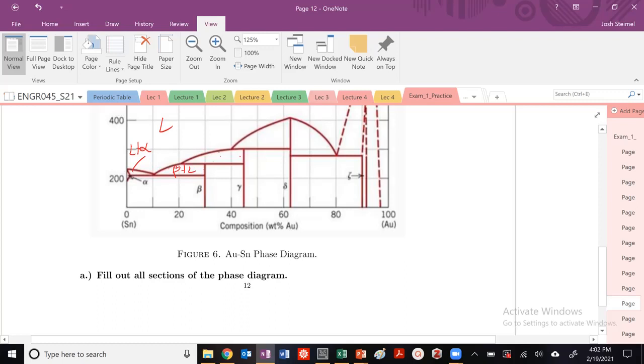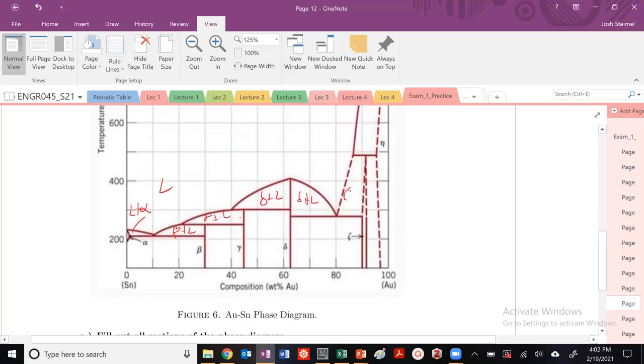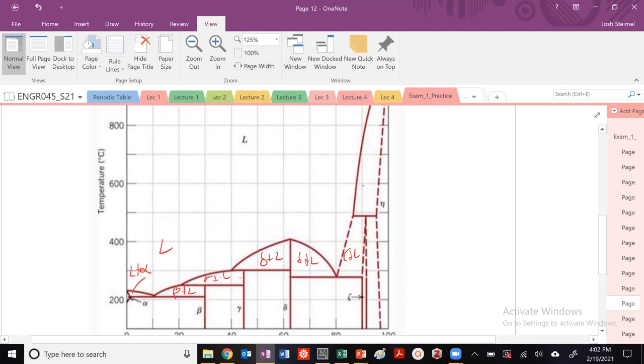What about this side right here? Well, this is going to be gamma plus liquid. What about this side? This is going to be delta plus liquid. What about this side? It's also going to be delta plus liquid. And what about this side here? It's going to be eta plus liquid. What about this side over here? This is zeta. This is eta plus liquid. And what about right here?